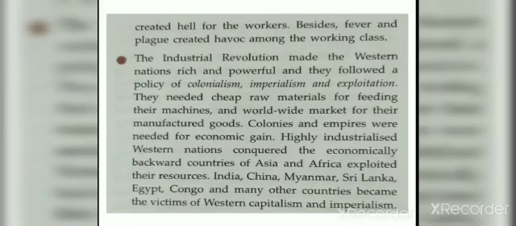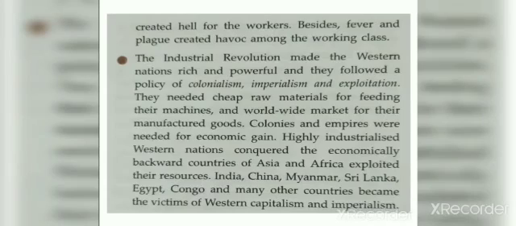Which are the countries that were under the control of these Western nations as their colonies? Those are India, China, Myanmar, Sri Lanka, Egypt, Congo, and many other countries that became the victims of this Western capitalism and imperialism. These are the positive and negative impacts of the Industrial Revolution.